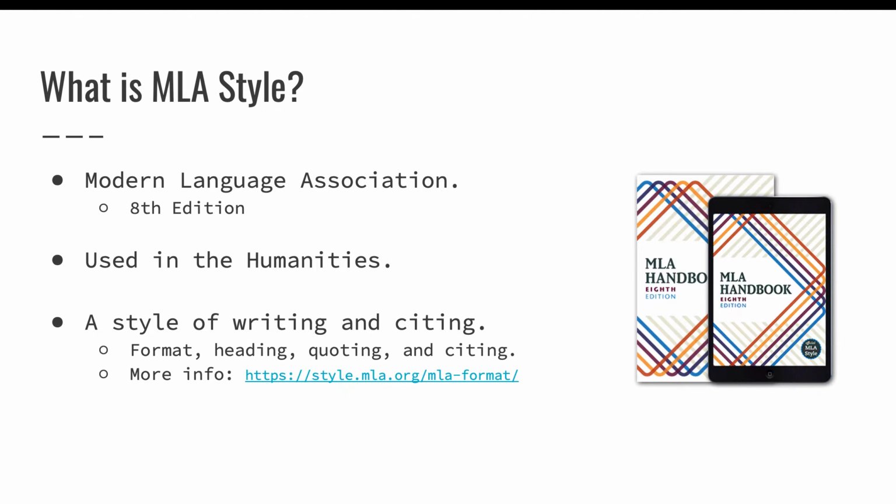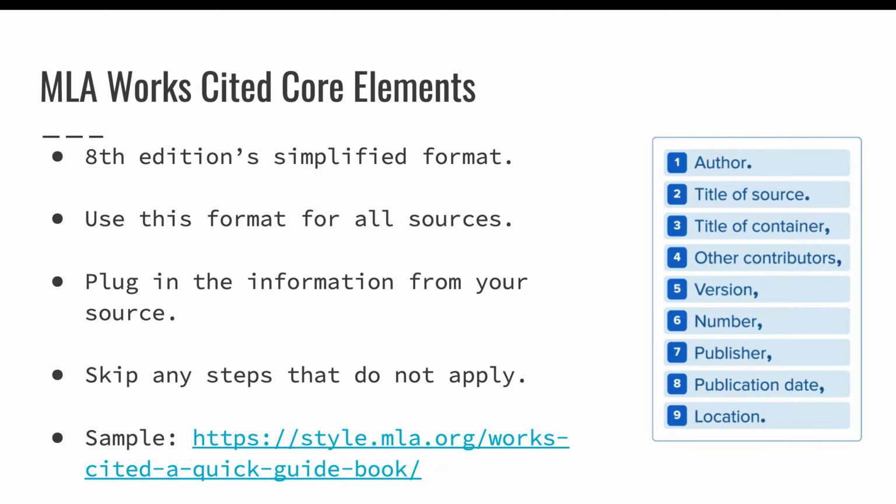There are, of course, other styles like APA or Chicago, but for this course, humanities courses and literature courses, we use MLA style. Now, the most updated version is the 8th edition, and that gives you a simplified format. If you look here on the right, you have 9 categories you should fill out. If your book or your title or your journal has any of this information available to you, you fill that in and you'll be able to complete your citation.